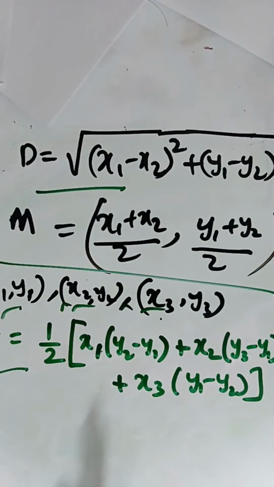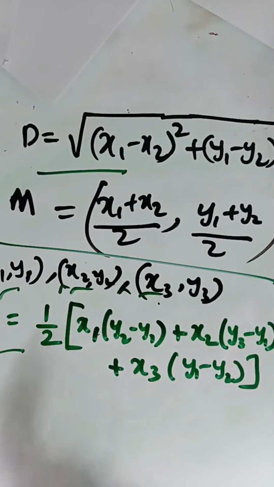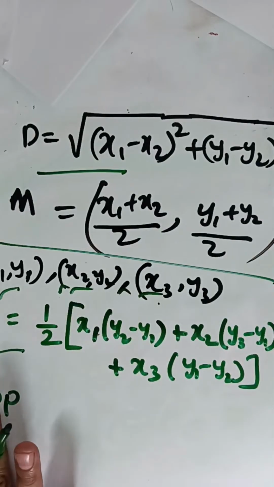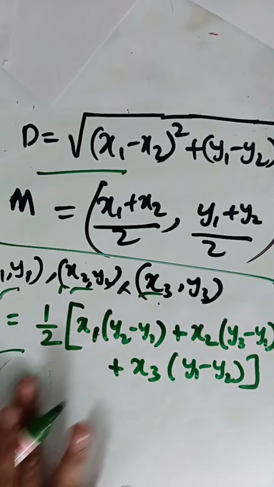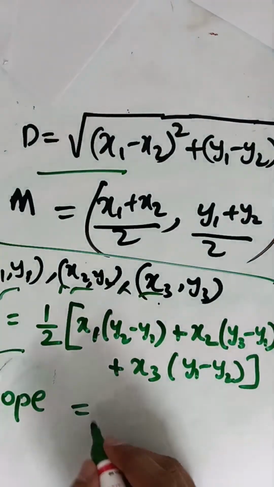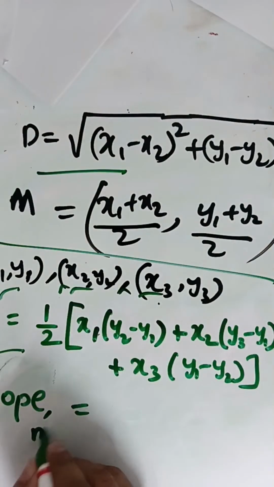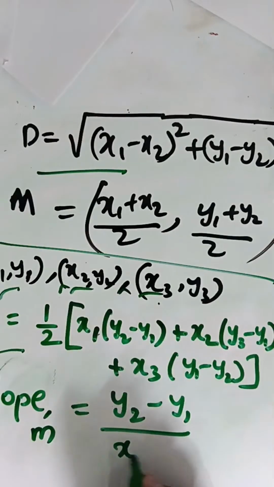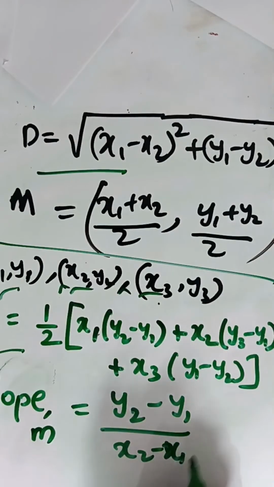Now the slope formula. Slope is denoted by small m and the formula is (y2 minus y1) over (x2 minus x1).